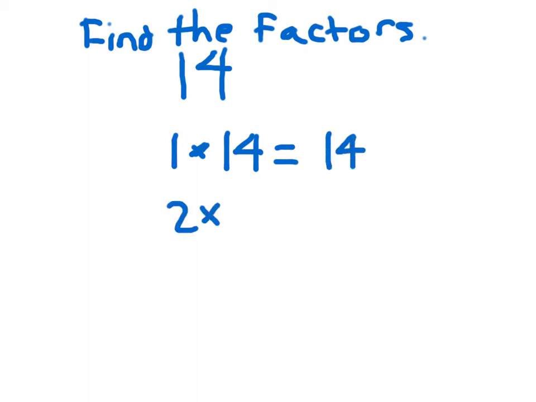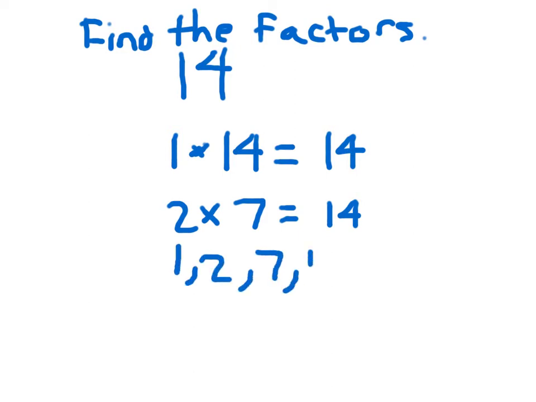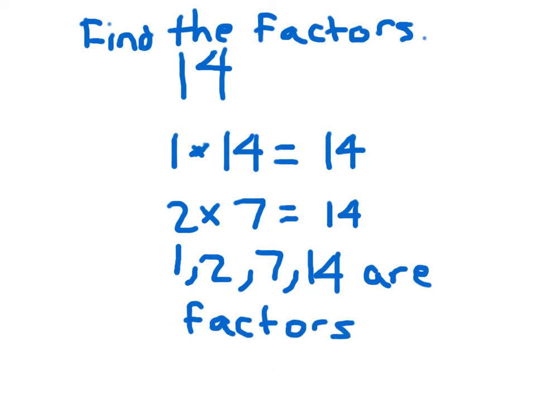2 times 7 is 14. And there are no other numbers that we can multiply together to get 14. So what we say is that 1, 2, 7, and 14 are factors of 14. And so those are the factors of 14.